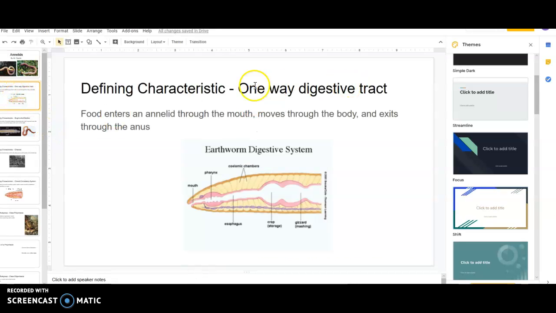So they have a one-way digestive tract, which means food enters through a mouth and exits through an anus. It goes one way through, same as us. Animals before this actually would have food and waste enter and exit through the same opening, so that would not be a one-way, it would be a two-way, because food goes in and waste comes out the same way.